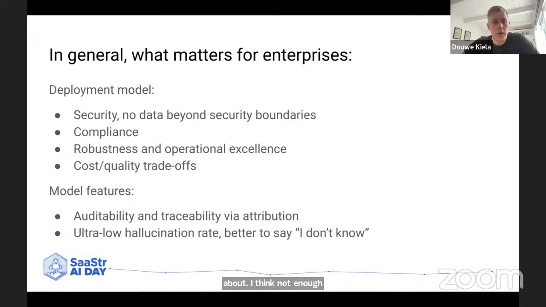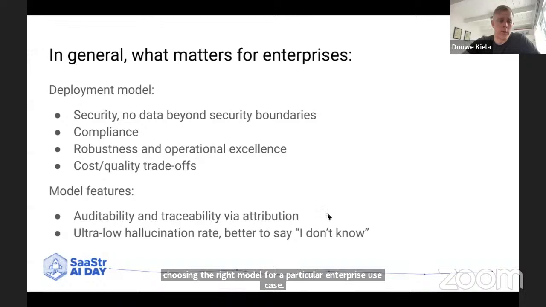All these other considerations that you need to think about, I think not enough people are thinking about them. Then there's obviously robustness and operational excellence, and finally, this key point of cost-quality trade-offs, right? No single enterprise deployment is only about accuracy. It is always about more things than that. It's about latency, it's about speed, inference, compliance, deployment model, all of these different issues that factor into choosing the right model for a particular enterprise use case.